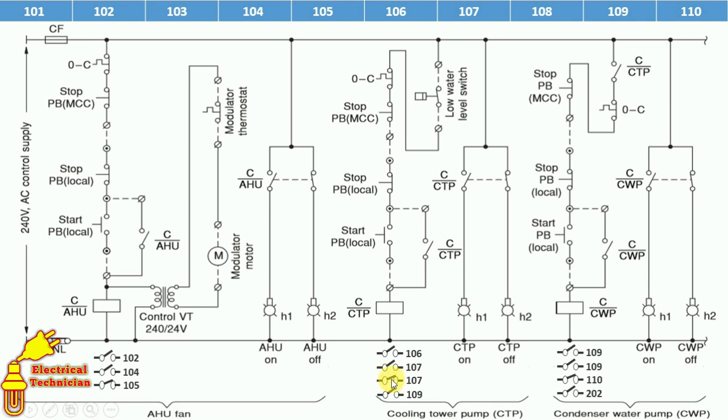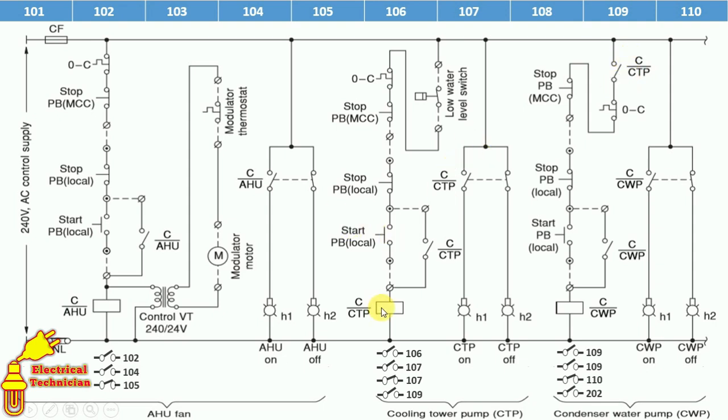Which one? It is NC contact. Now come below 107, here NC contact of this contactor is used. In the same way, one more contact is used, that is NO, and it is used at 109. It means below this 109 location, here it is used. We will learn something more about this later.